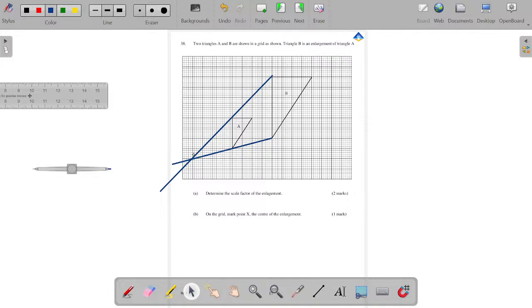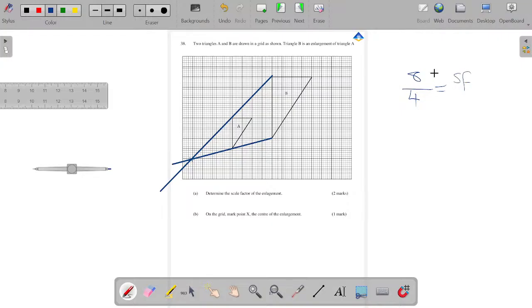To get now the scale factor, remember that they say B is an enlargement of triangle A. So A is the object. If I look at the distance from here to here, how many squares? 1, 2, 3, 4. So the object is 4 squares. The image is 1, 2, 3, 4, 5, 6, 7, 8. The image is 8.